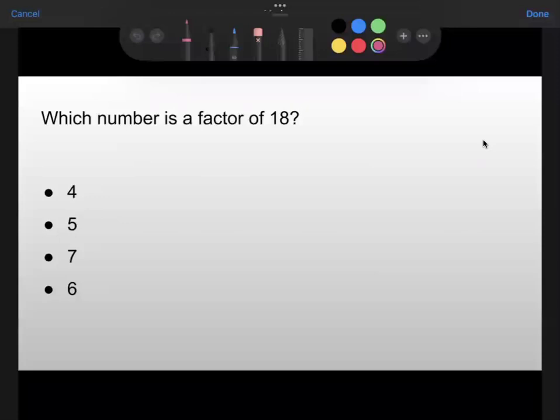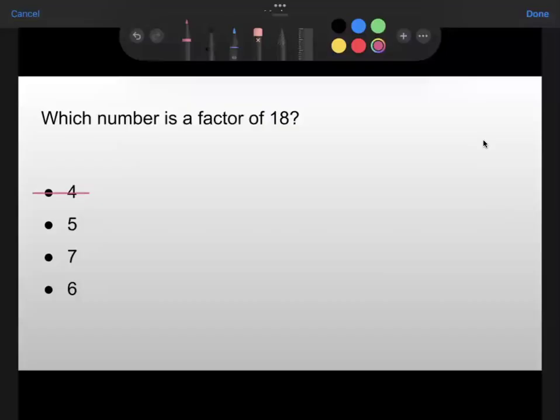Okay, here is our next one. We're trying to find which number from this list is a factor of 18. So again, I could list all the factor pairs and then compare, or I could just take each choice at a time and try to figure it out. Well, 18 divided by 4, I don't think that would go in evenly because 4 times 4 is 16, and then 4 times 5 is 20. So there is no 18 in that list. So I'm going to cross that one off.